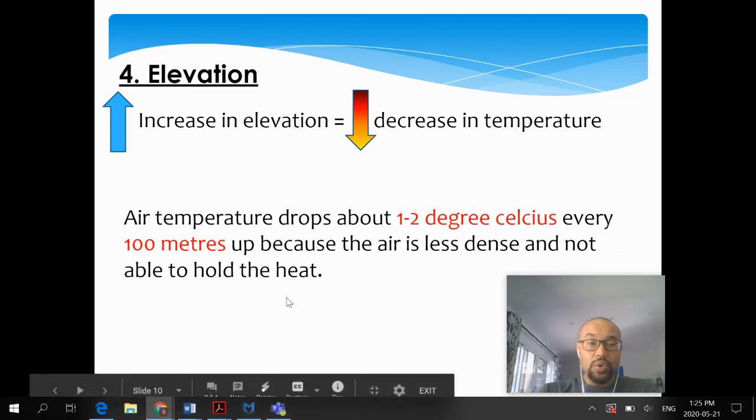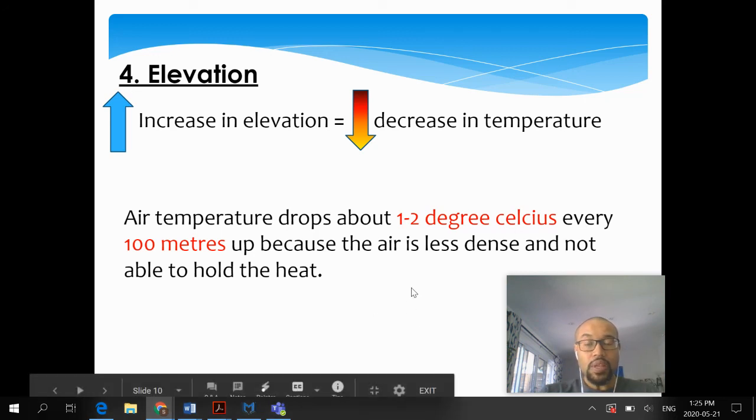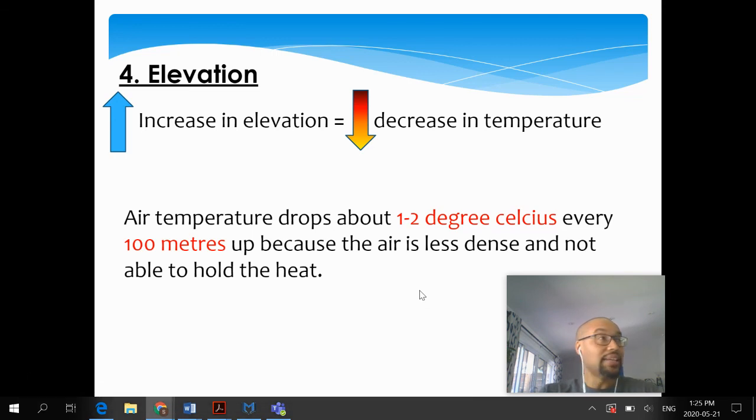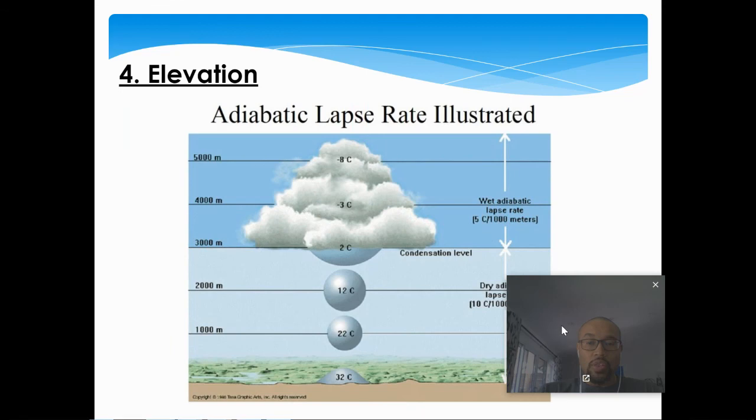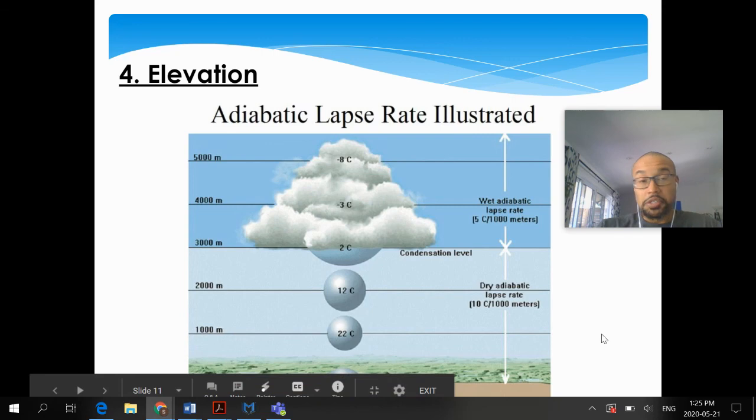So as you increase your elevation, the temperature, depending on the moisture content of the air, will drop between 1 to 2 degrees Celsius for every 100 meters you go up in elevation. And that's because as you move up, the air is less dense, and that decrease in density prevents it from holding as much heat as it can at lower elevations. So they call that the adiabatic lapse rate. You don't really need to remember that term, but it's a good term.